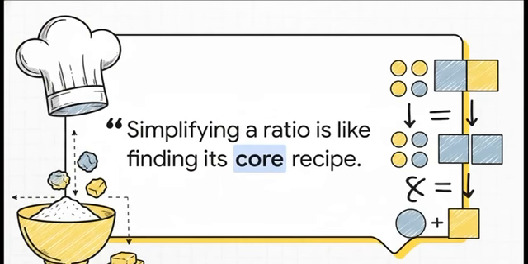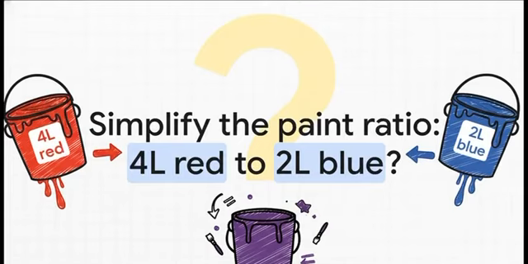Think of it this way. Instead of saying you need 500 grams of flour for 250 grams of butter, what if you could just state the most basic version of that relationship? That's exactly what simplifying does. It just boils everything down to its essence. Let's try a new example. Say a painter is mixing 4 liters of red paint with 2 liters of blue. So the ratio is 4 to 2. How do we find the core recipe for this perfect purple?